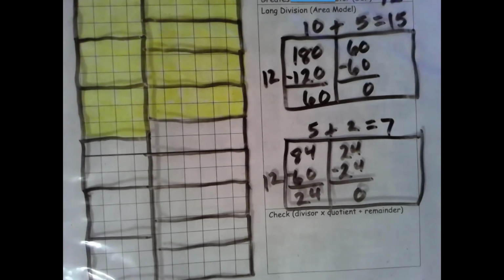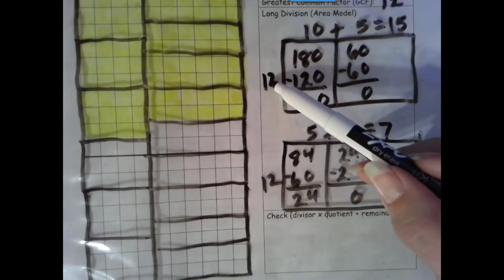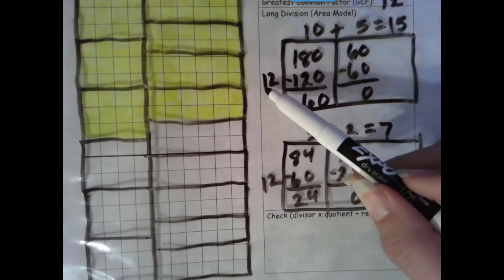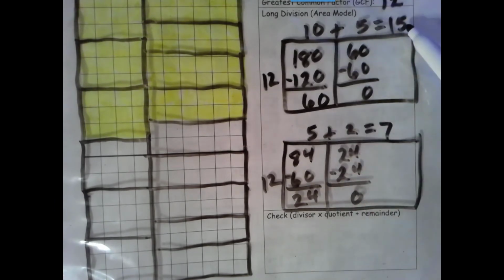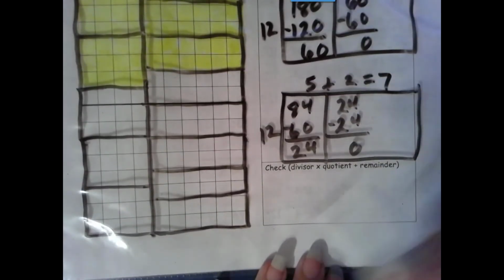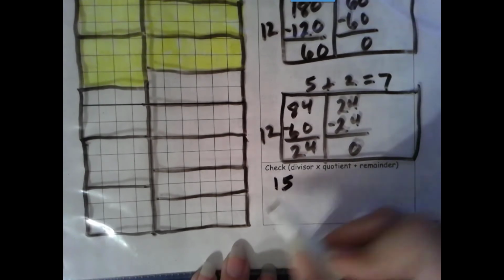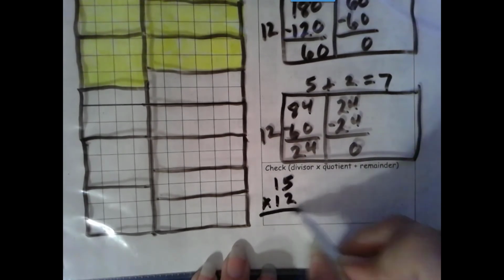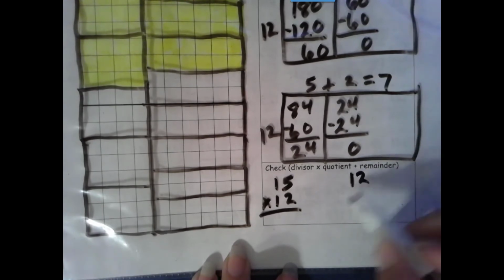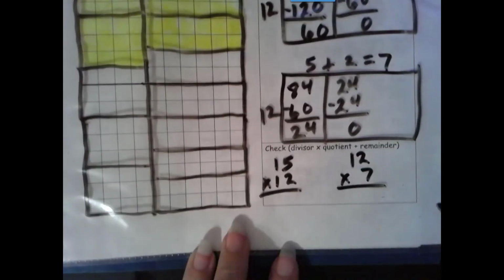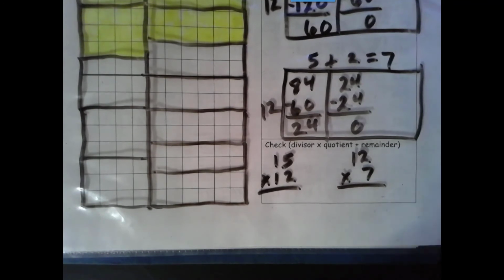Now we need to check using those inverse operations. The inverse of multiplying is dividing. The inverse of subtracting is adding. So to do the inverse of the division, I'm going to do the divisor times the quotient. And then to do the inverse of the subtraction, I would add the remainder. Divisor times quotient plus remainder. But since the remainder is 0 for both, and the identity property of addition says when you add 0 it stays the same, I don't need to actually add 0.